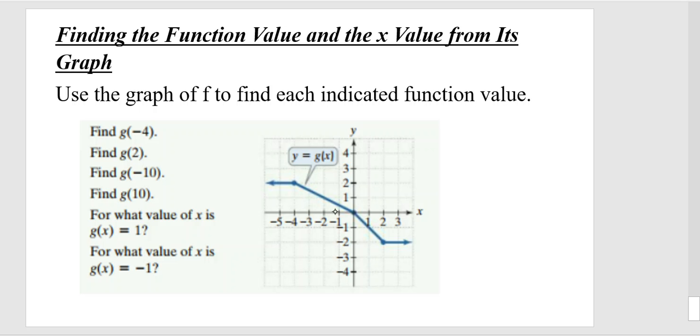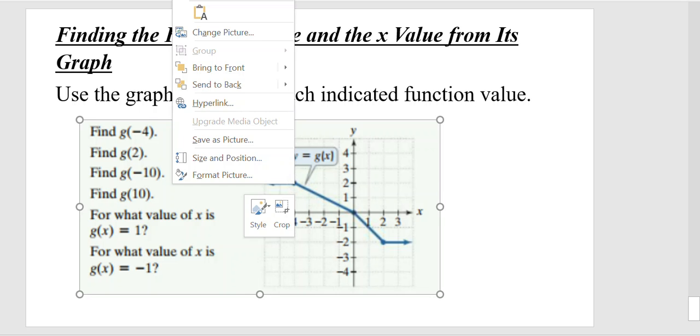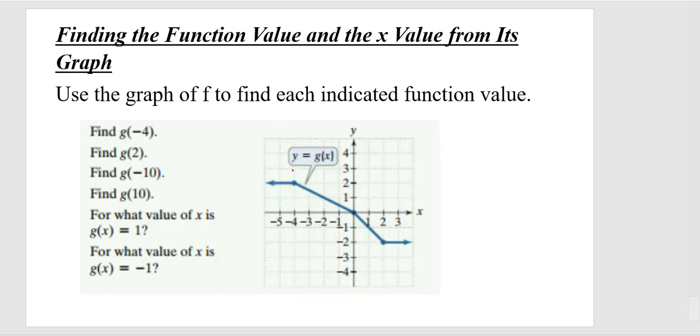So if x is negative 4, the function is right here. So it is positive 2, right? Okay, so we'll say that g of negative 4 is equal to positive 2. What about find g of 2? So if x is 2, y is negative 2. Therefore, we say g of 2 is equal to negative 2.